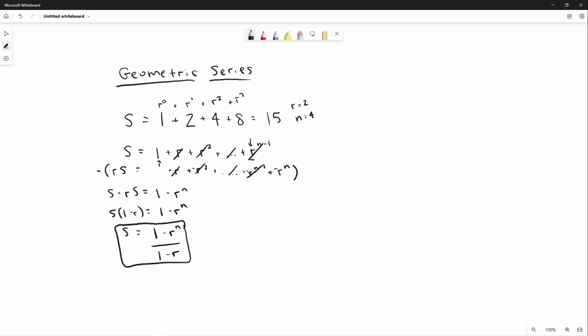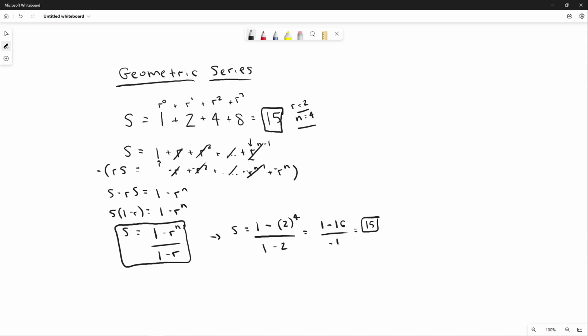So let's go back to our first example and plug in some numbers here. So this is S equals, now remember up here, R is 2 and n equals 4. So we have 1 minus 2 to the 4th all over 1 minus 2. So this becomes 1 minus 16 over negative 1. So negative 15 over negative 1 is 15. And that is the same answer that we got here.